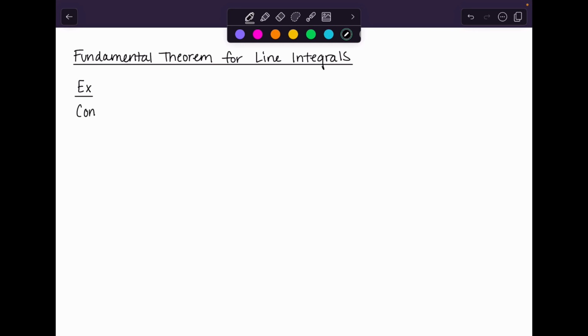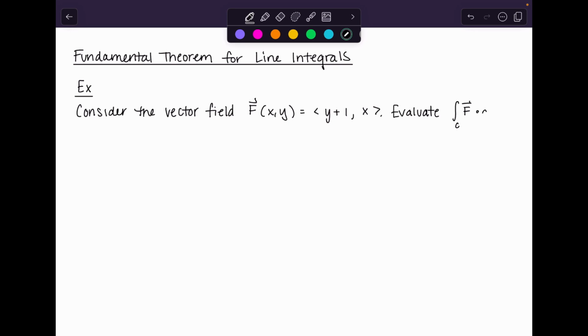So we're going to consider the vector field F, which has two inputs, x and y, given by y plus 1 and x. We are going to evaluate the line integral over the curve C of F dot dr over each given curve C. So we're not going to change the vector field at all. All we're going to do is change the curve and the starting and ending points.